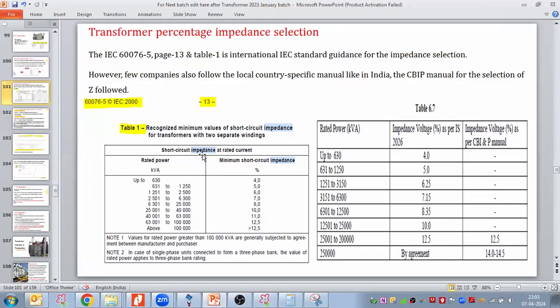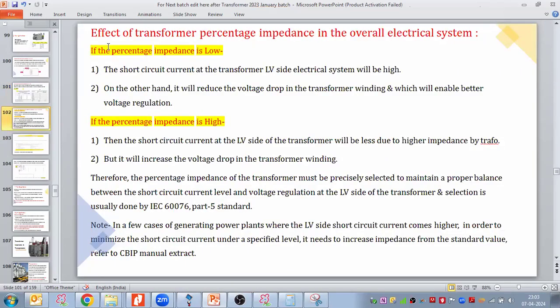Let us see the impact of the impedance on the system and why the correct impedance selection is important, and where we have to change the impedance and go for a non-standard impedance for the electrical system. So this is the impedance that we follow. The impact of the percentage impedance is its effect on the overall electrical system.